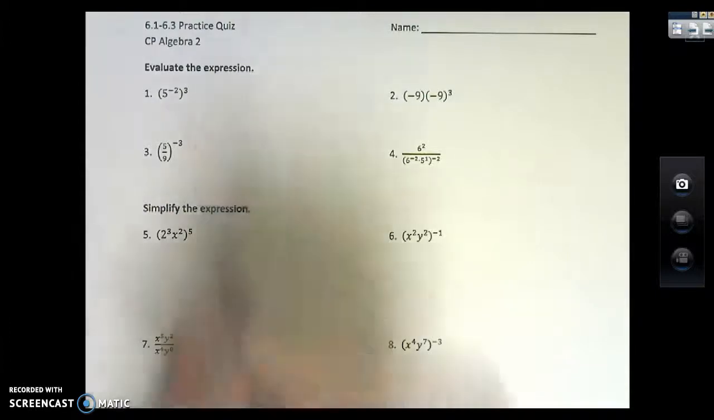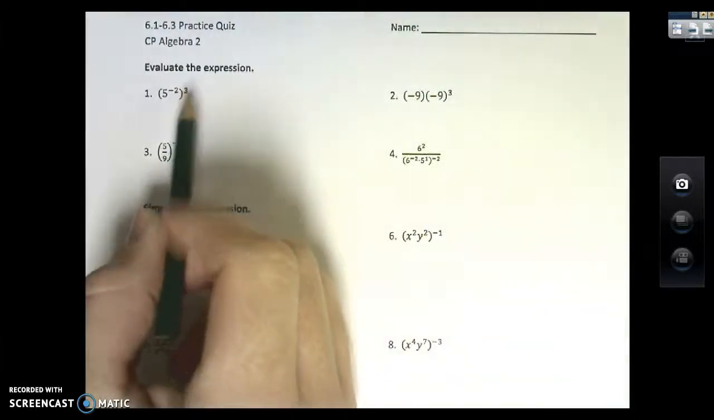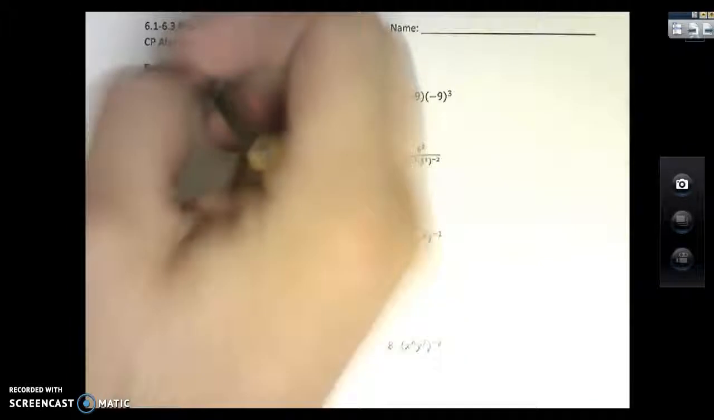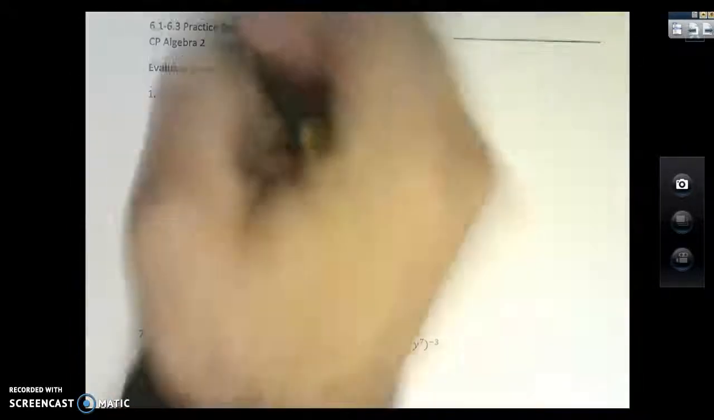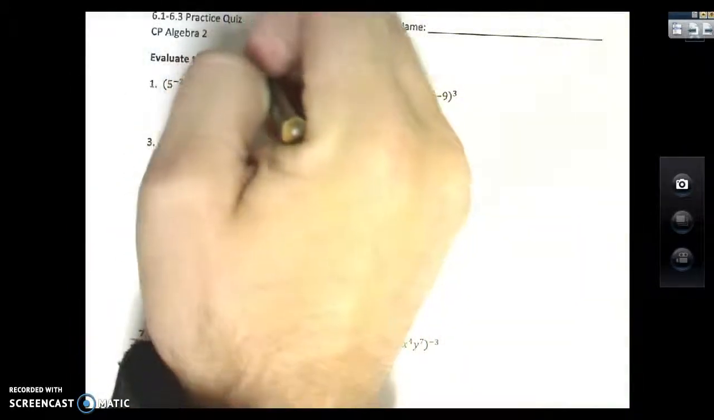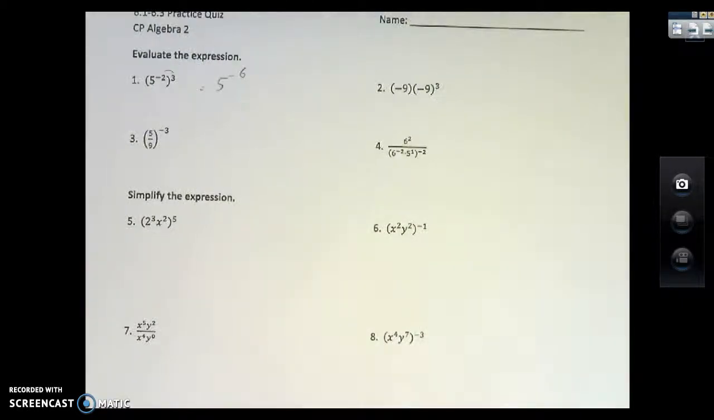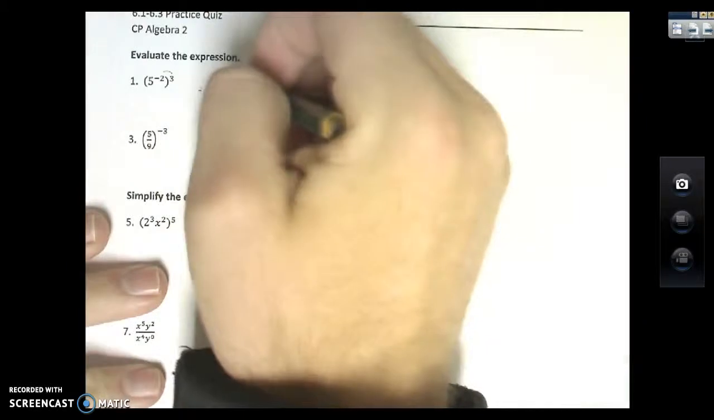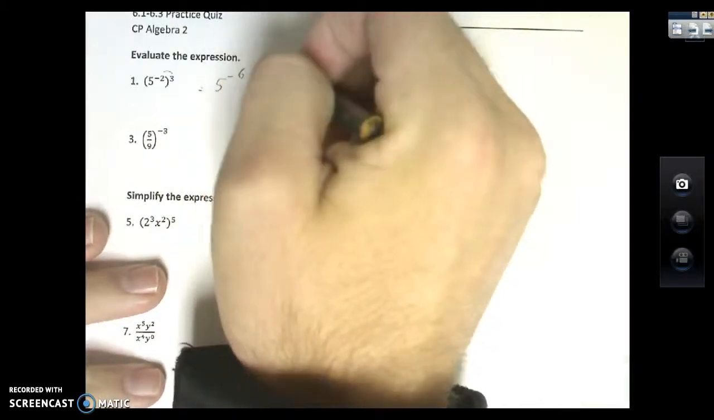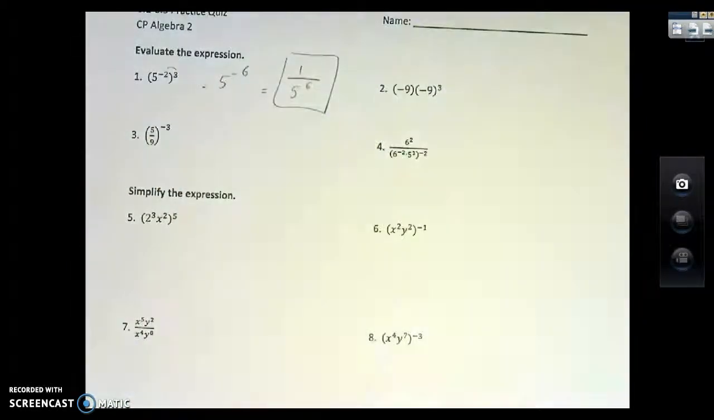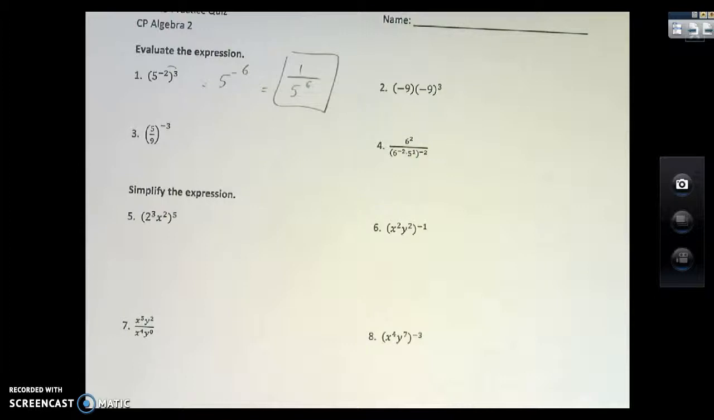All right. So number one, evaluate the expression. If you have a power raised to a power, you can multiply these two numbers. So we end up getting 5 to the negative 6. However, as we talked about in class, you never want to leave a negative exponent. So what you could do here is flip it and make it positive: 1 over 5 to the 6. That's all, okay? If you were to put 5 to the 6 in your calculator and get that number, totally cool. Either way is fine. I'll accept either.